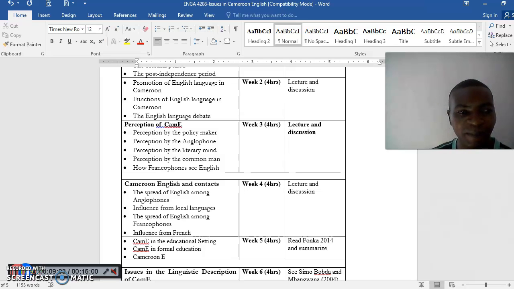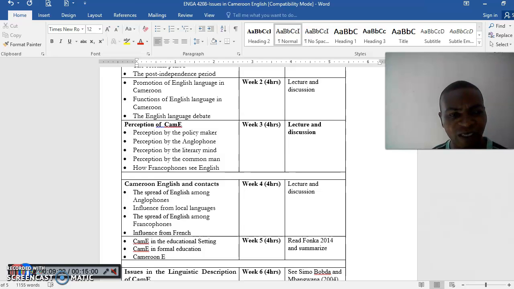So we'll move to perception. We'll look at perception by lawmakers. What is perception? We'll have to understand what it is first before we start looking at perception by the different people or the different groups concerned. And then we move to Cameroon English and contact.